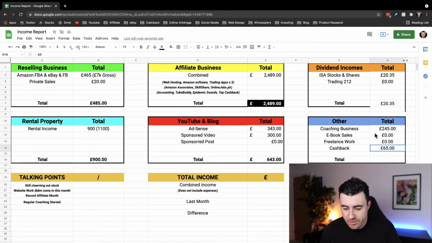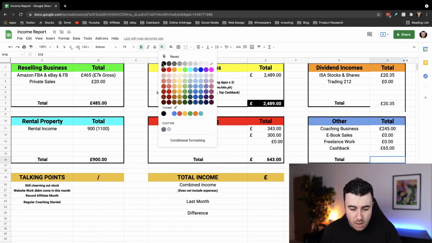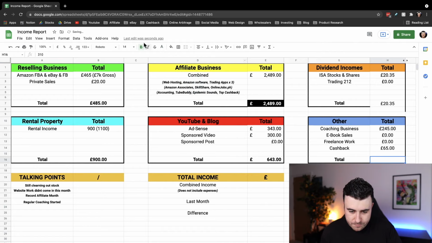But when you take a look at the totals for the other section of my income streams, it comes to a total of, let's just go ahead and do that. It comes to a total of £310. So that completes all the different individual areas of my income streams.